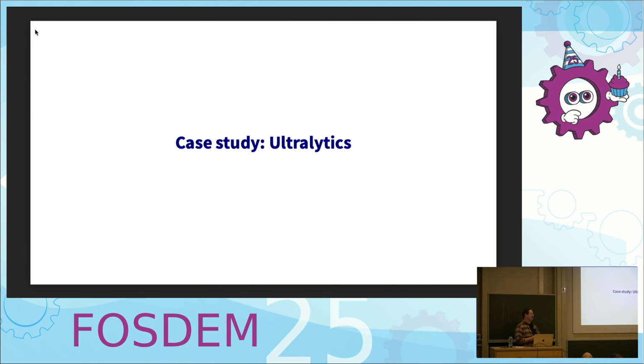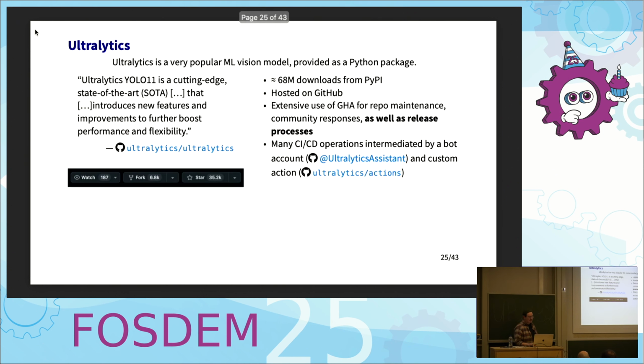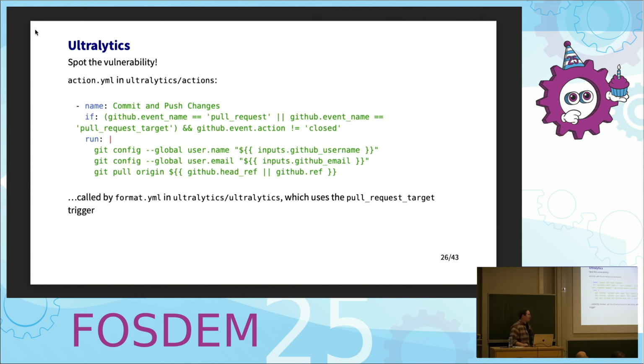So this was kind of spoiled by the previous session, but Ultralytics is the perfect case study for this. A really popular machine learning vision model, 68 million downloads from PyPI, and they have many CI/CD operations that are intermediated by a bot account. Spot the vulnerability.